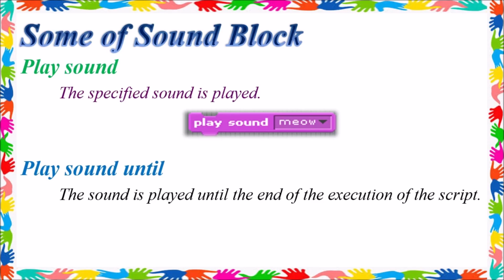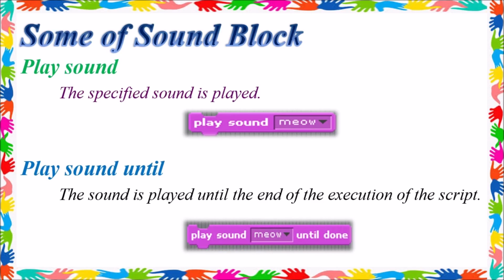The time to run or play the music or sounds by using the sound blocks category is the play sound until done command. So this is the command for play sound meow until done. This sound meow plays from the starting time to the end of the execution of the script. Okay, then next one.